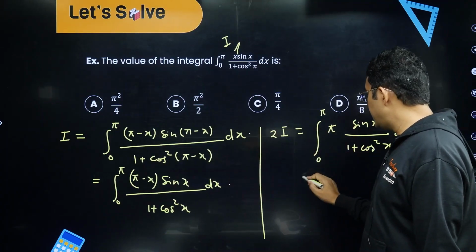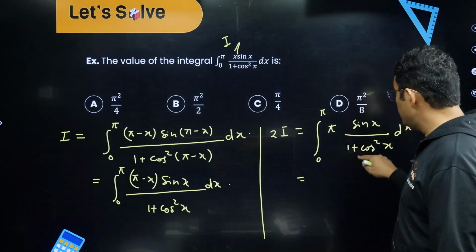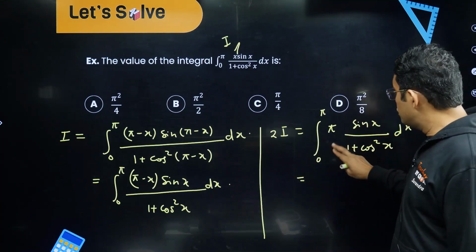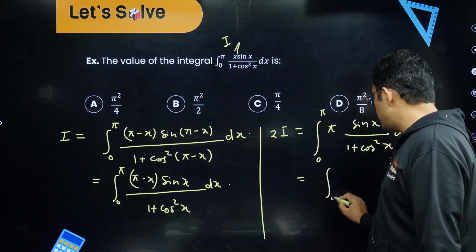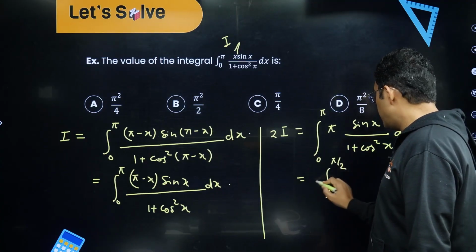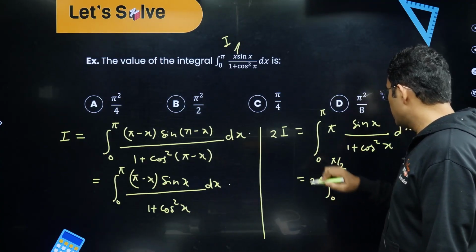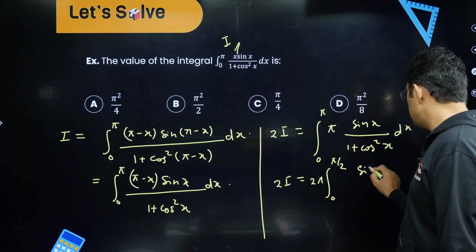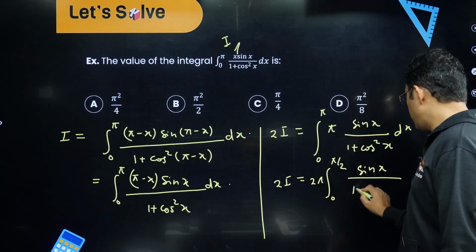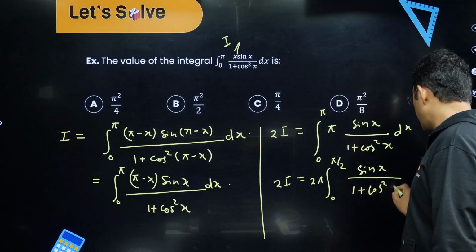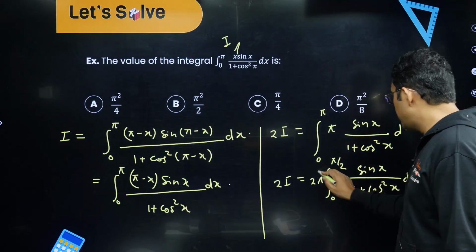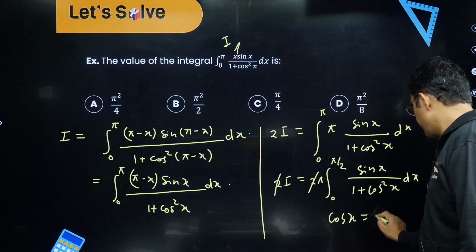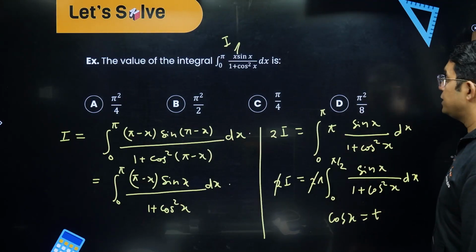Okay, pi can be taken common outside, and then if you use this property, King's rule, you can see this function is not changing at all. So 0 to pi can also be written as 0 to pi by 2, taking 2 common, and this pi also outside, and this is actually equal to 2I. So sin x upon 1 plus cos square x dx, 2 we can cancel. Now we will be putting cos x as t.